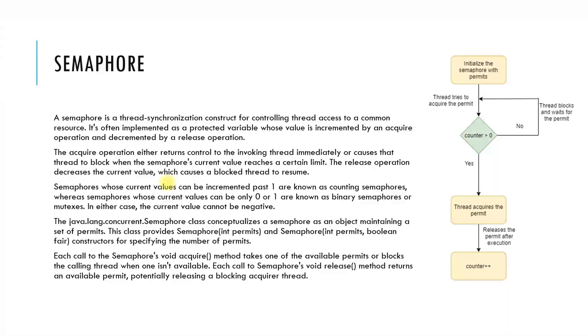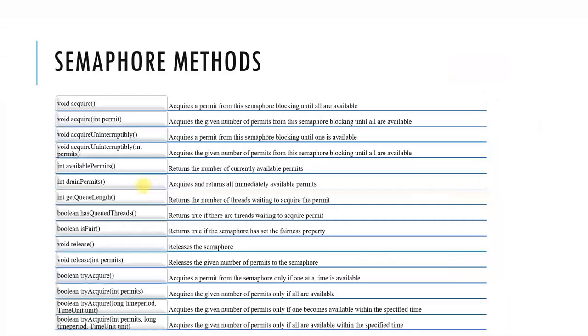Semaphores whose current values can be incremented past 1 are known as counting semaphores, whereas semaphores whose current values can be only 0 or 1 are known as binary semaphores or mutexes. Mutexes are used the same way as the locks we saw before. In this case, the acquire and release methods are alternatives to the lock and unlock methods of the Lock interface. The semaphore has many methods, listed here.